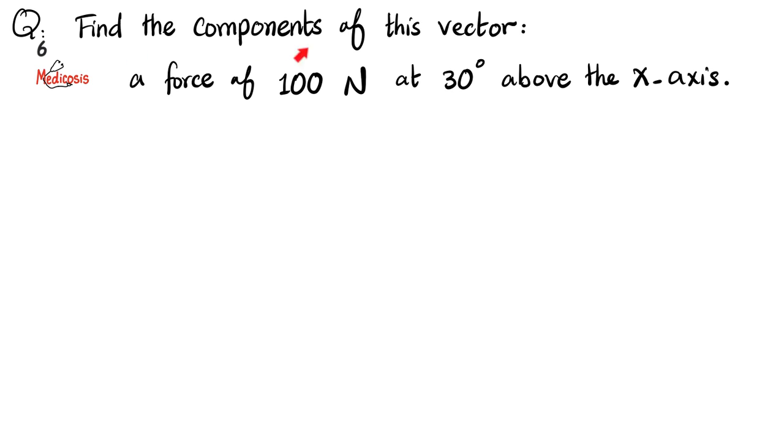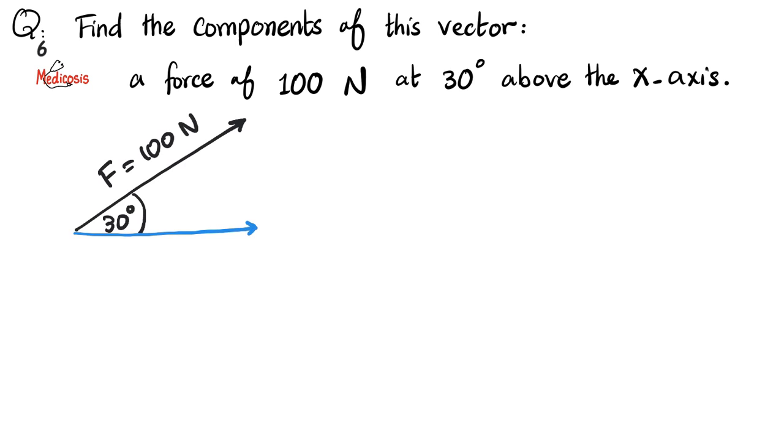How about this one? Find the components of this vector. We have a force of 100 newtons at 30 degrees above the x-axis. Please pause. So let's draw this. Okie dokie. Here is F, which equals 100 newtons in this direction, making a 30-degree angle with the horizontal. Amazing. So we need a horizontal component, which will be called Fx, and we need a vertical component, which we'll call Fy. Can we find these?